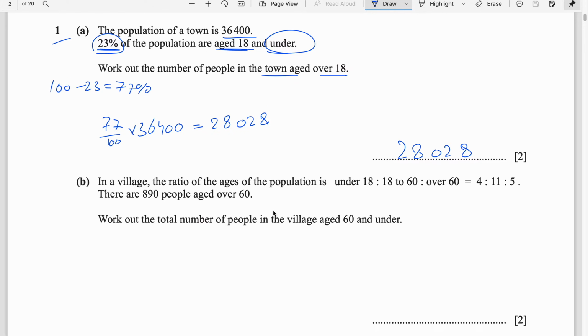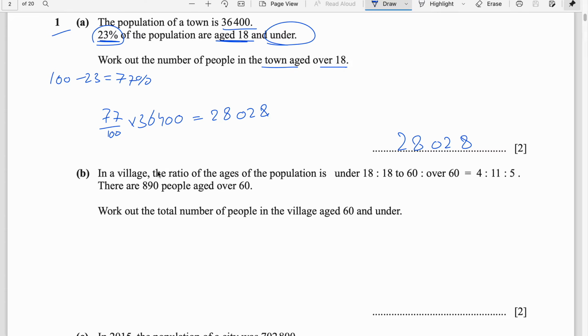28,028 people. B part says, in a village, the ratio of the ages of population is under 18, 18 to 60, and over 60: 4, 11, and 5. There are 890 people aged over 60. Work out the total number of people in the village aged 60 and under.